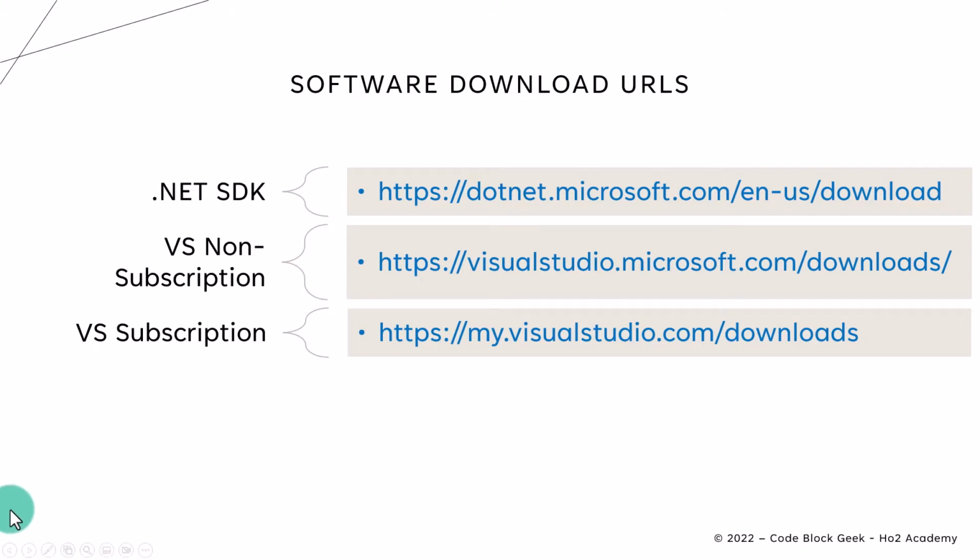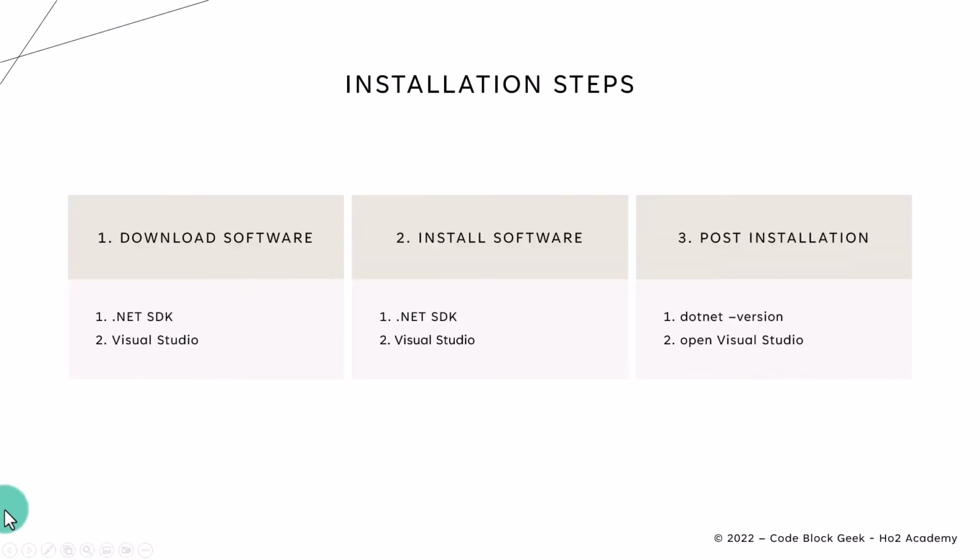Now let's move on to the installation steps. The first step that we are going to complete is to download the .NET SDK and Visual Studio IDE. The second step is to install the .NET SDK and Visual Studio. The last step is to verify the .NET version and then finally launch Visual Studio. So let's go ahead and get started.